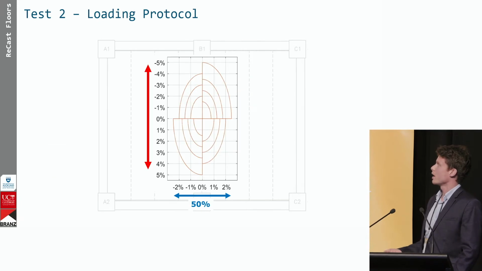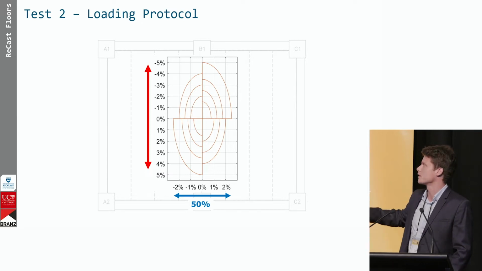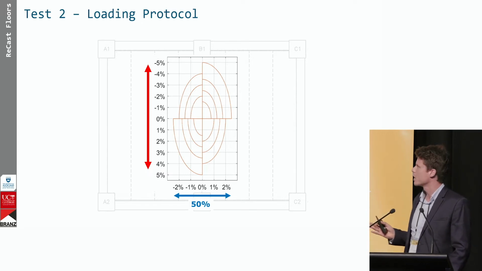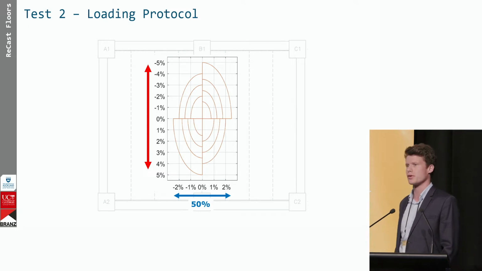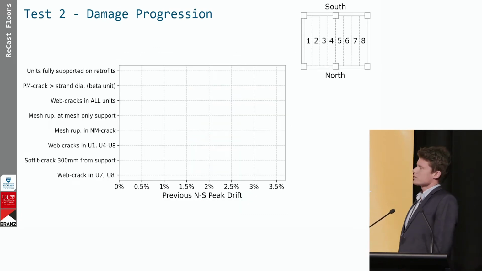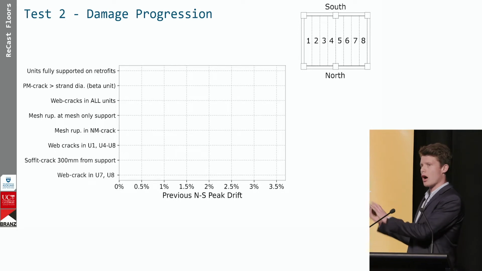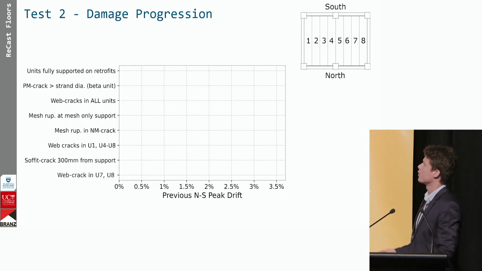After that, we continue with the progressively increasing drift cycles, but in an elliptical fashion, where we had a predominant direction parallel to the units. So what kind of damage did we see? And it's important to look at the damage to see how well our retrofits actually performed.